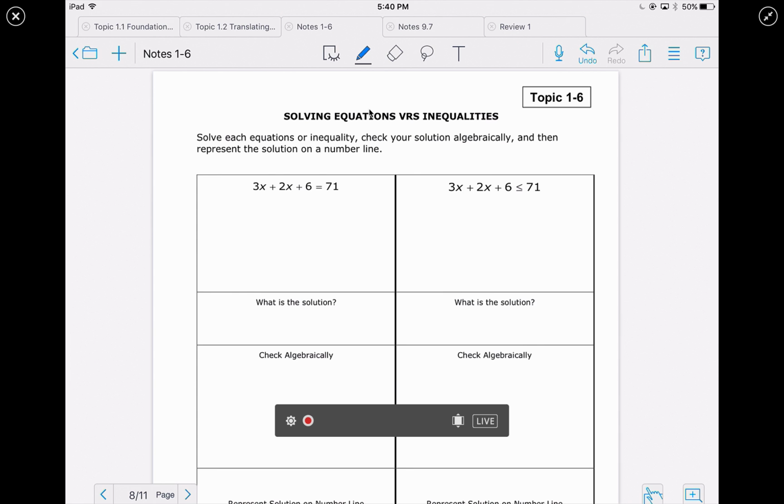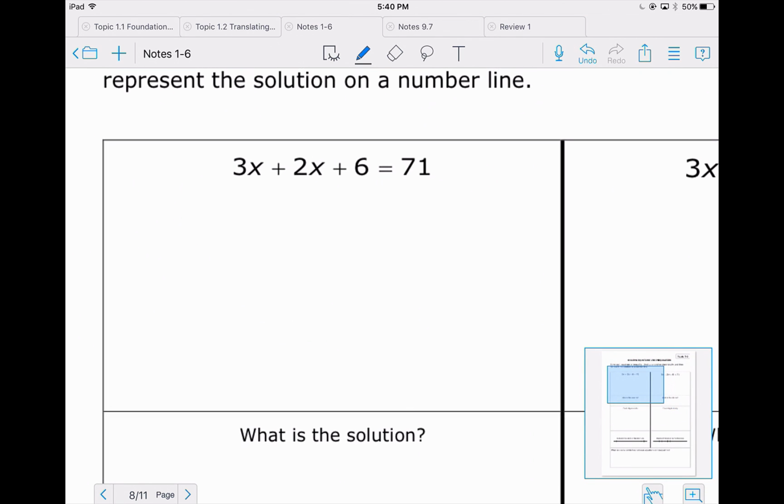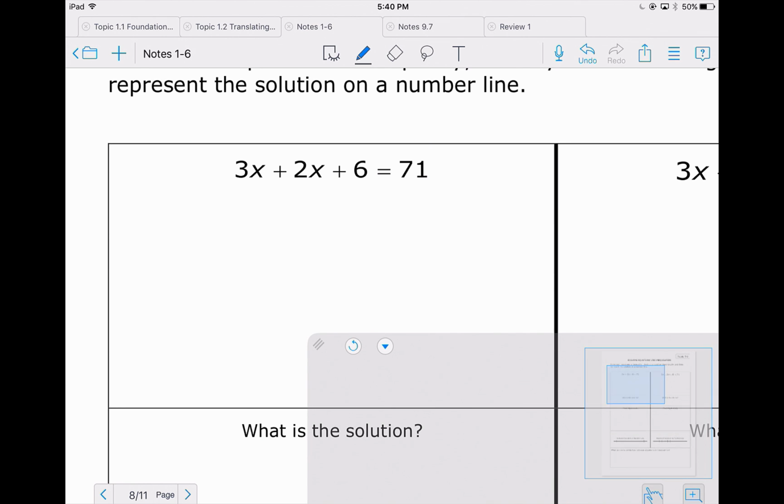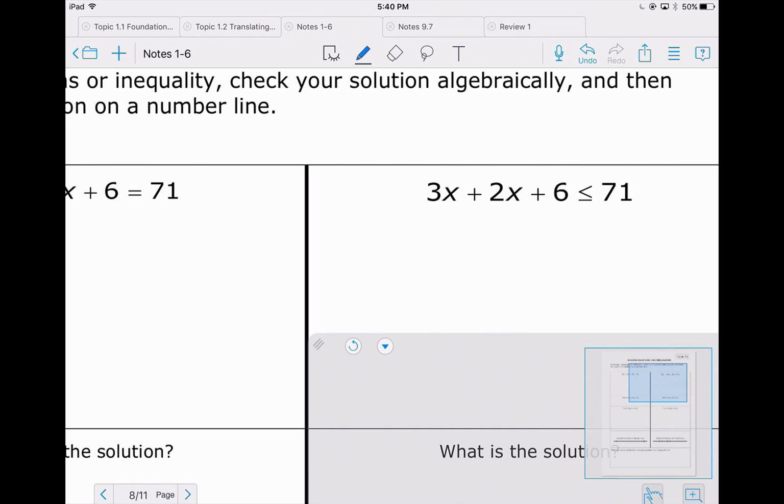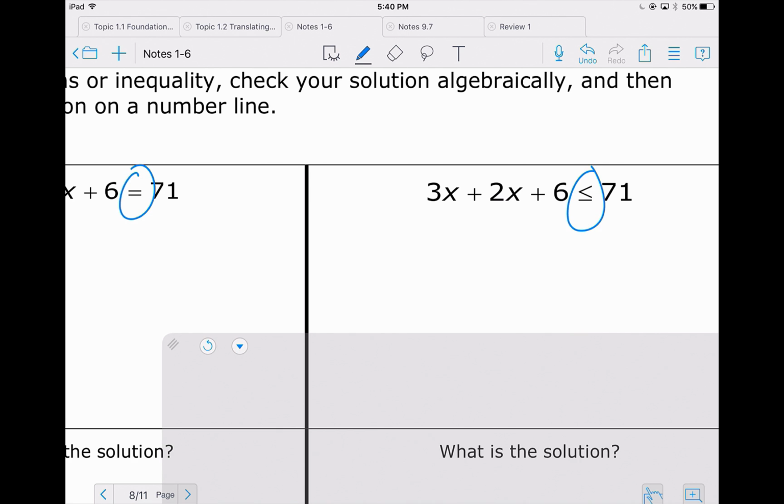Okay, so this video is over topic 1-6, solving equations versus inequalities. Looking at the left side, we have 3x plus 2x plus 6 equals 71. Looking at the right side, we have 3x plus 2x plus 6 is less than or equal to 71. So both of these situations are very similar in nature, with the exception of their signs being different.